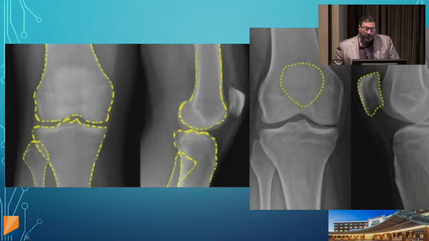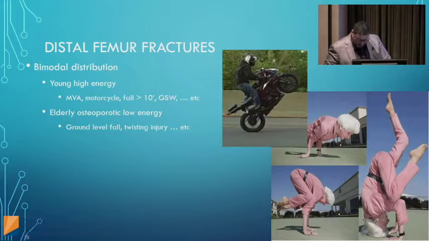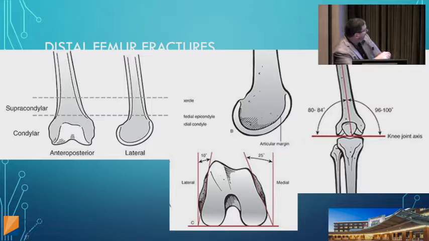We're going to touch on distal femur fractures, which I could probably talk about for several hours. The distal femur is divided into a couple of areas. One is called the supracondylar area, which means just what it says, above the condyles, and that's the area you see here. And then these are the two condyles: the medial femoral condyle and the lateral femoral condyle.